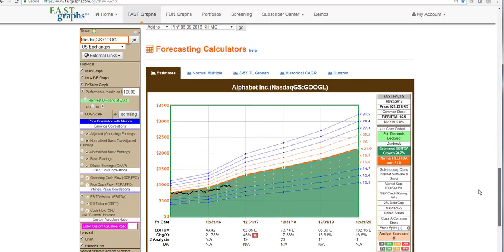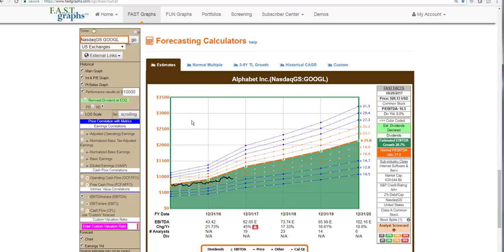So let's go down to the EBITDA forecasting calculator here, and let's look at estimates. There are somewhere between 19 and 23 analysts forecasting very strong EBITDA growth this year, which might partially explain some pretty good performance this year, followed by 17.3, and then the number of analysts drops off to 16.6, then followed by 18. So we've got this average estimated EBITDA growth of about 20.7%. And this looks to be realistic, and it's pretty consistent with what Google has actually achieved historically. So in other words, analysts are expecting this to be more of the same.